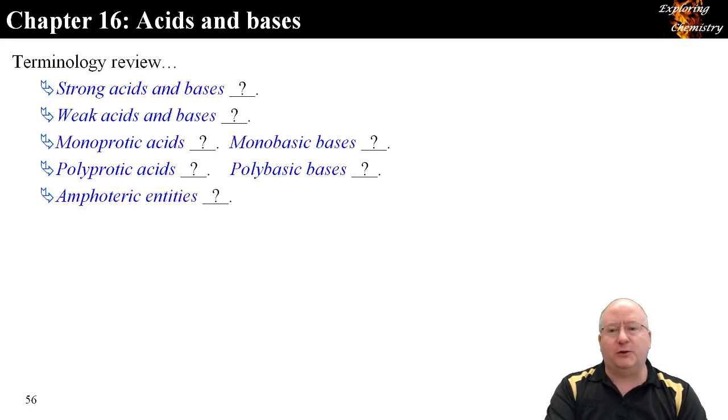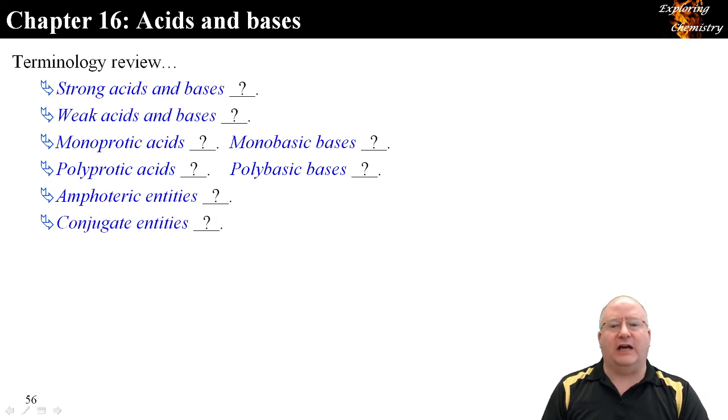How about amphoteric entities? What is an amphoteric entity? Anyone? A substance that can act as both an acid and a base. Excellent. Amphoteric entities can act as an acid and a base. So amphoteric entities can act as either an acid or a base.